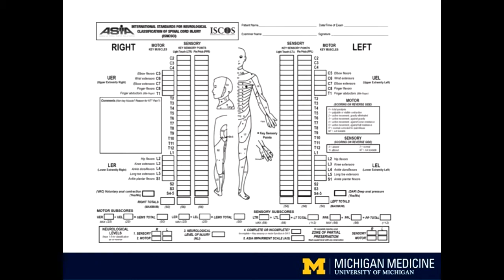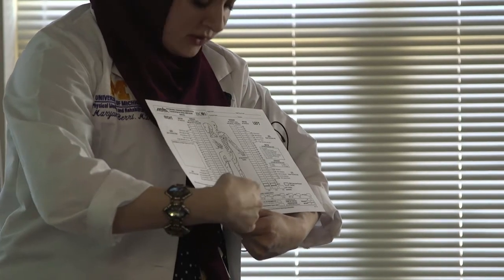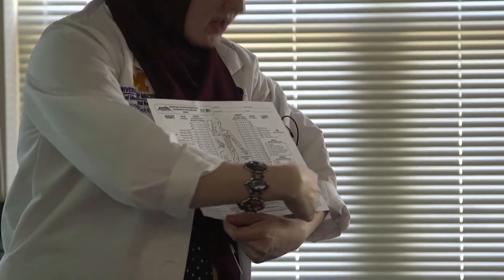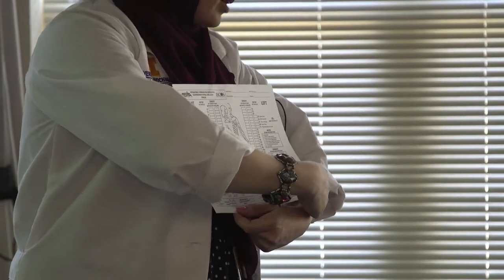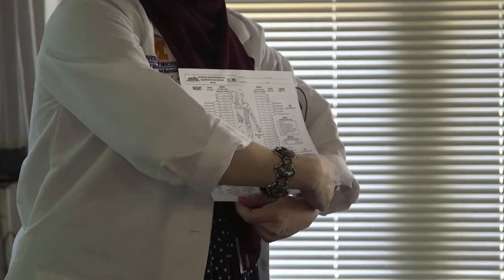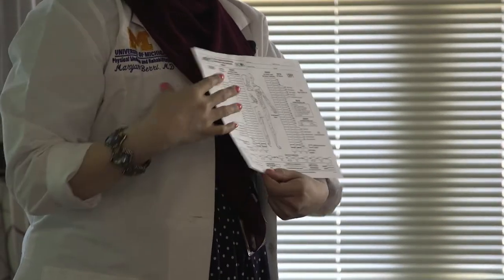And the first part is voluntary anal contraction. The second is the sensory. Again, one of the things I want you to take home is if you're ever looking at this report card, this is what you need to look at. If it says N or no for voluntary anal contraction, and you have zeros across the board, and then you have no for deep anal proprioception or pressure, that means you're a complete injury.